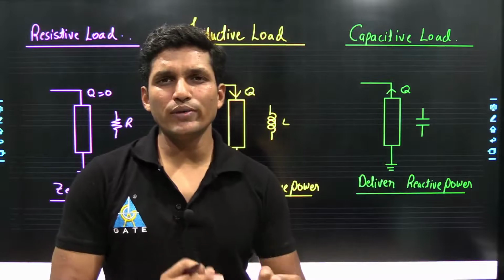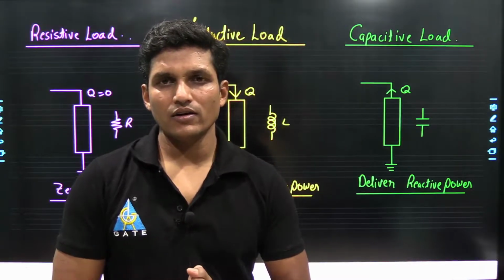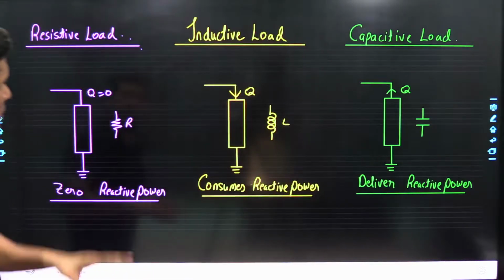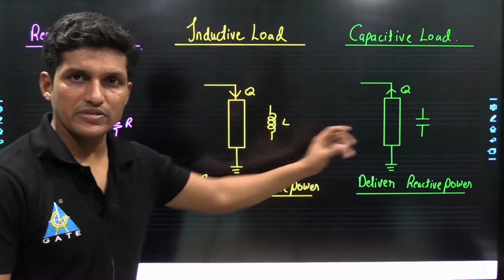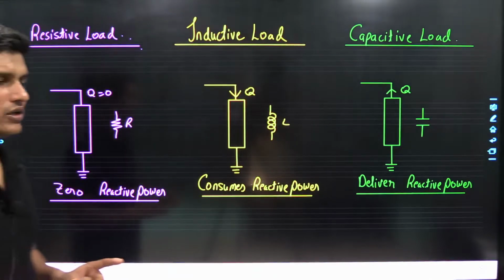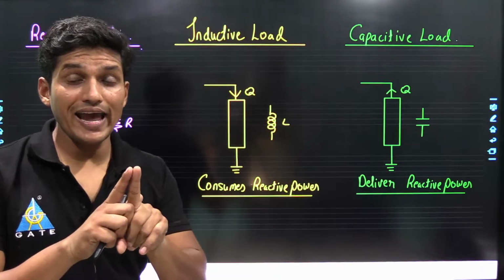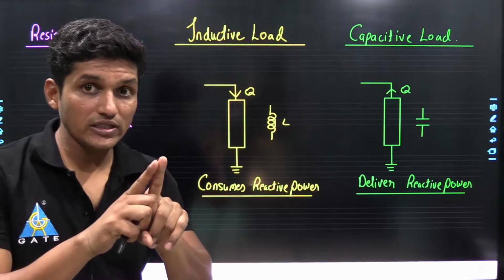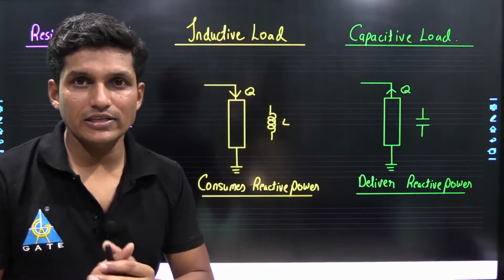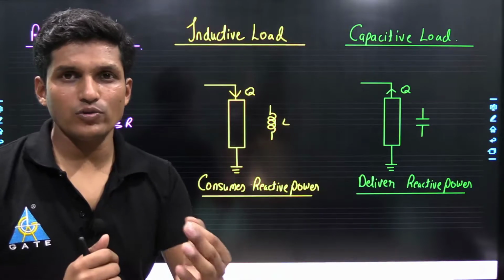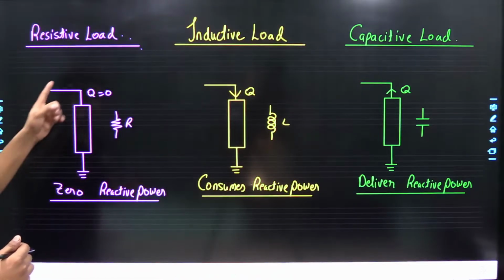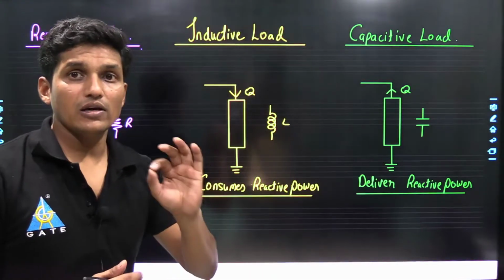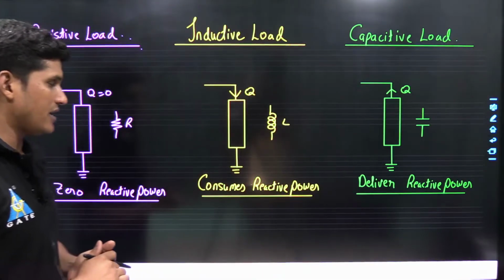Why we need to improve power factor? Let's see that. There are three types of load: resistive load, inductive load and capacitive load. In resistive load, the phase difference between voltage and current is 0. So phi is 0, Q is equal to VI sin phi, Q is 0. So reactive power of resistive load is 0. Neither does it consume reactive power nor deliver reactive power.